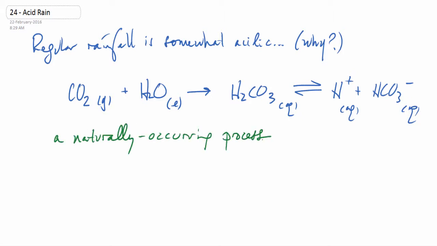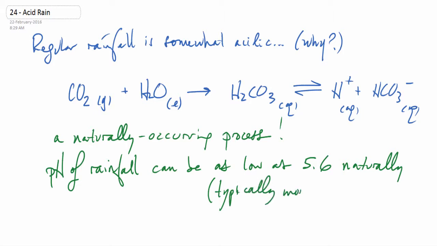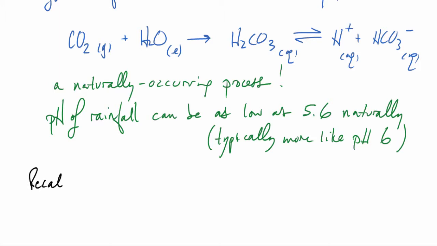This is a naturally occurring process, and because of it, the pH of rainfall can be as low as maybe 5.6 naturally, although it's typically more like pH 6, depending of course on where you are and season and various other atmospheric factors. But certainly rainfall is naturally somewhat acidic.